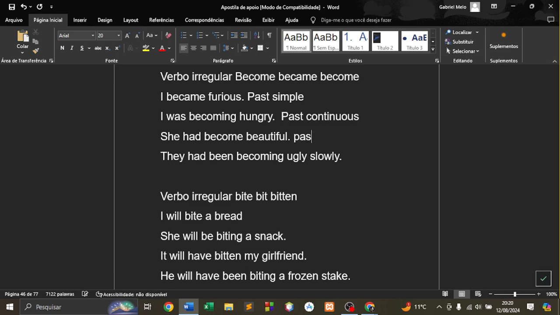Past perfect. How can you know it's past perfect if the main verb is always in the past? Because you can observe the auxiliary verb had. Had is in the past, so the whole sentence is in the past. You know? Okay.